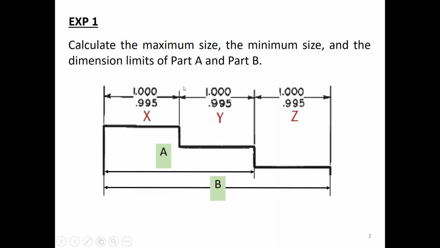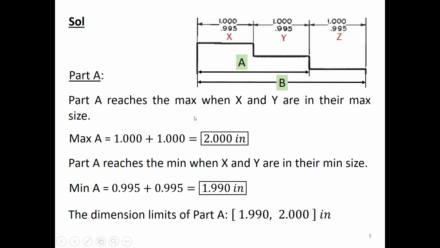So the first example is, we know all these dimensions, x, y, and z, and the question is asking to calculate the maximum size and the minimum size and the dimension limits of part A and part B. So let's take a look.